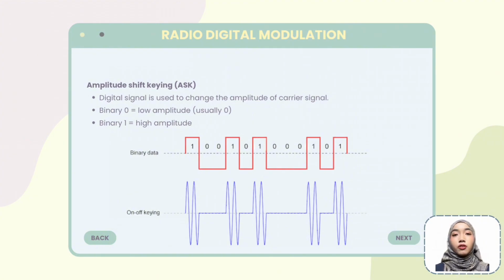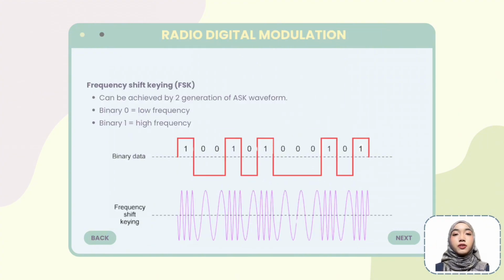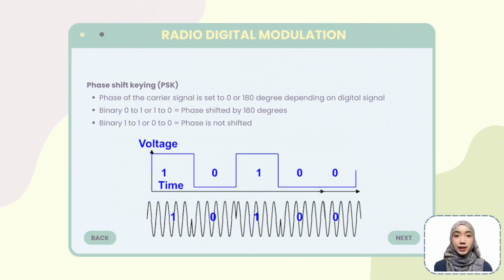ASK is a change of amplitude of the carrier signal by a digital signal. As shown in the figure, when binary 0, the amplitude is low. When binary 1, the amplitude is high. Frequency shift keying, FSK, can be achieved by two generations of ASK waveform. When the binary data is 1, the frequency is high. As you can see, the gap is closer, which means more cycles per second are generated, while binary 0 produces low frequency. Next, phase shift keying, PSK.